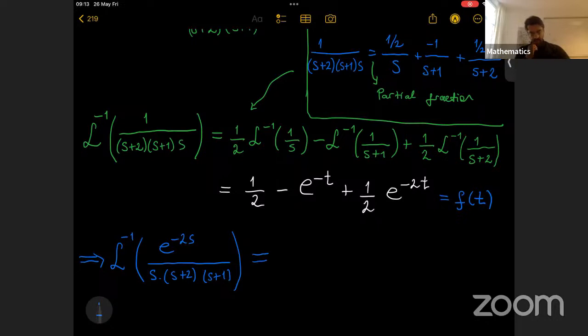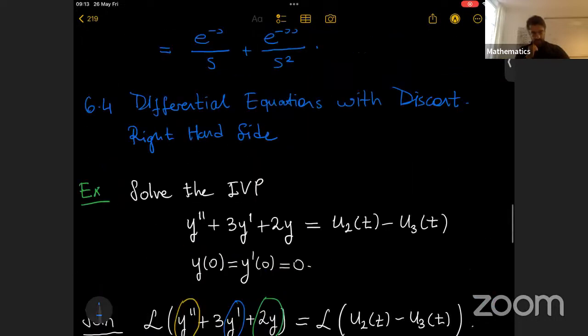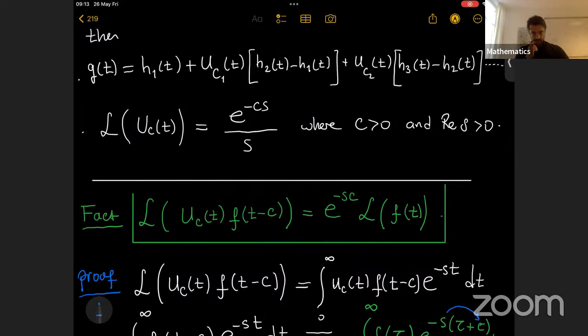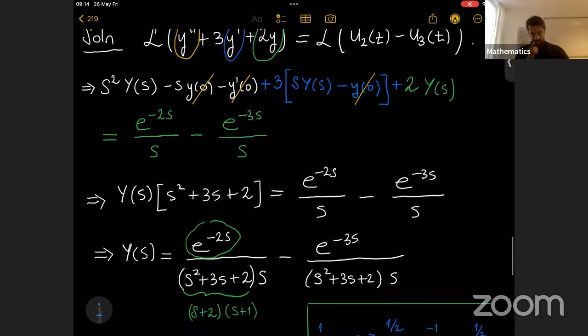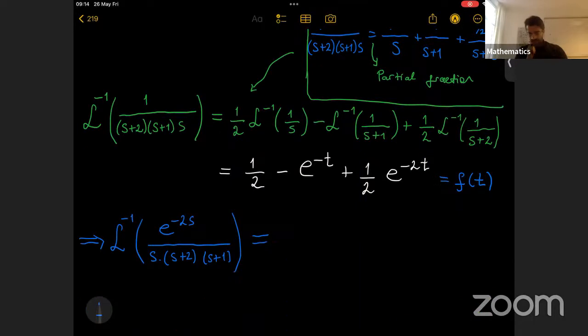It's going to be, remember the formula here, this one. It says simply that when you apply the Laplace transform to u_c(t) f(t minus c), you will get something like this. So here we have this one, okay? So this is nothing but L of u_2(t) times f(t minus 2), right?